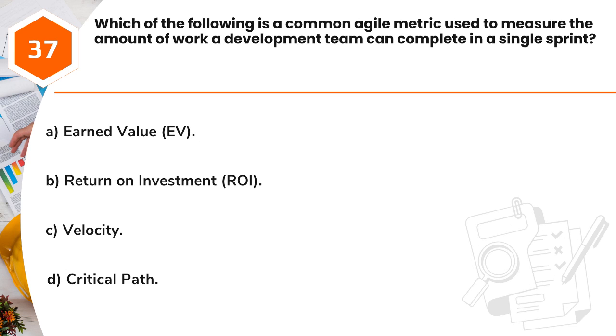Question 37. Which of the following is a common Agile metric used to measure the amount of work a development team can complete in a single sprint? A. Earned value, EV. B. Return on investment, ROI. C. Velocity. D. Critical path.